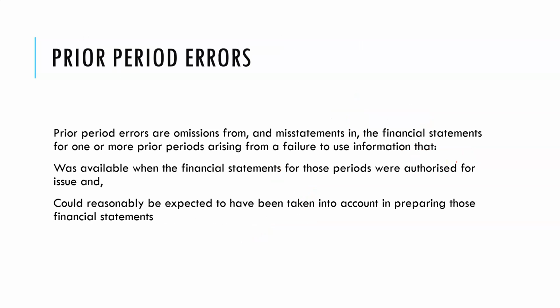Okay, right. And the third one in that batch is to do with errors in the past. Errors might just really be arithmetic. There might not be fraud involved. They might just be genuine errors and mistakes made, brought forward from the past. So prior period errors are omissions and misstatements in the financial statements for one or more prior periods arising from a failure to use information that was available for authorized issue. You would reasonably have thought you should have found that out, but there was a mistake. You missed it. No problem.